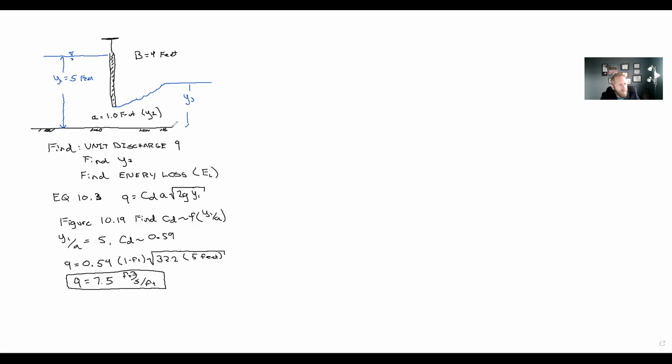Now to find the downstream depth, we need to look back at our jump equations. Do you remember our jump equations where y2 equals y1 over 2 times the quantity negative 1 plus the square root of 1 plus 8 times the Froude number squared, and that's the Froude number at location 1. So here y1 is actually going to be y2 or a, and y2 is going to be y3, because our supercritical flow starts at the gate. So we need to go from the gate, from supercritical to the subcritical section. So we need to know our Froude number.